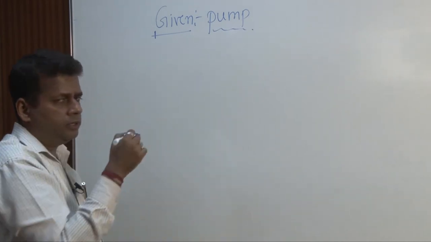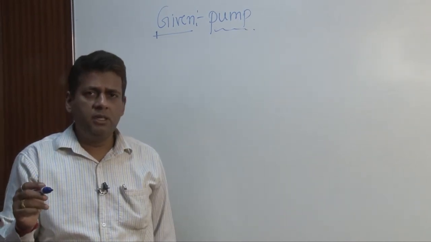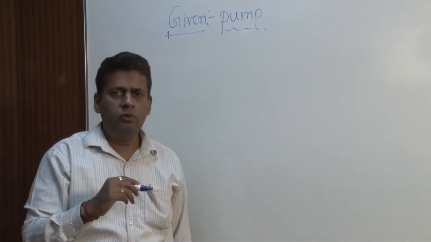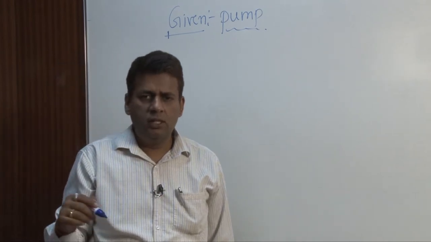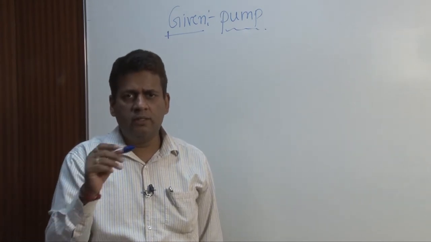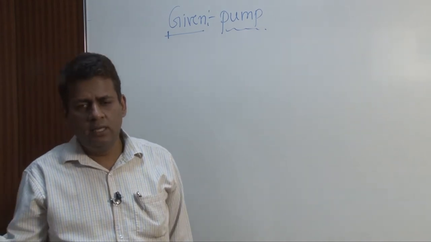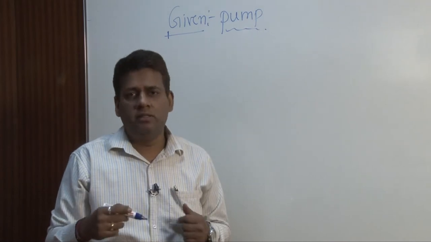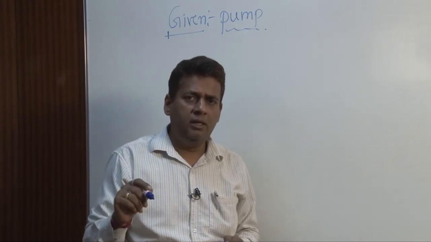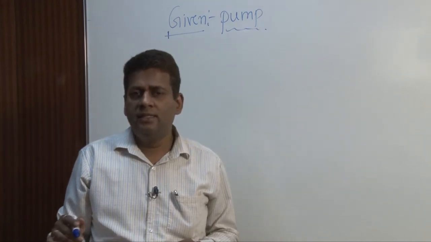Before going to this problem, I need to give you some information. Earlier, in olden days, the pump which we used to get consisted of two units: one was the motor and the other was the impeller. The motor was exclusively electrical and the impeller exclusively mechanical, and these two were connected by means of couplings. The output from the motor was the input for the impeller, connected by means of a coupling.